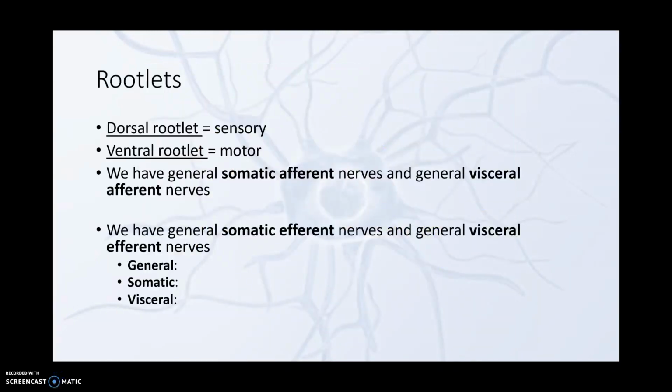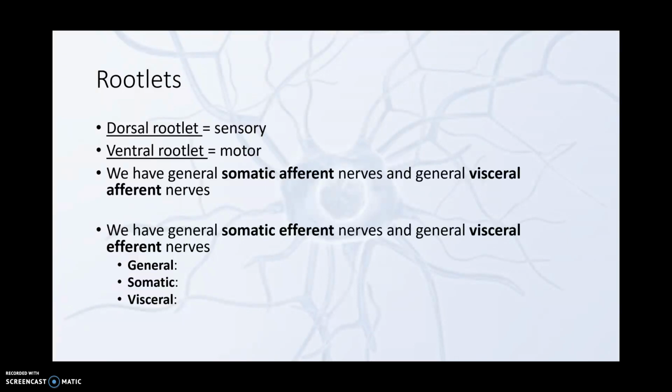Okay, so let's talk about these rootlets. A dorsal rootlet is considered sensory. A ventral rootlet is considered motor. So we have general somatic afferent nerves and general visceral afferent nerves. We have general somatic efferent nerves and general visceral efferent nerves.